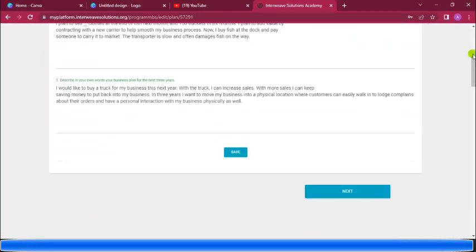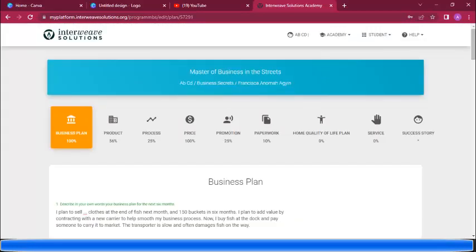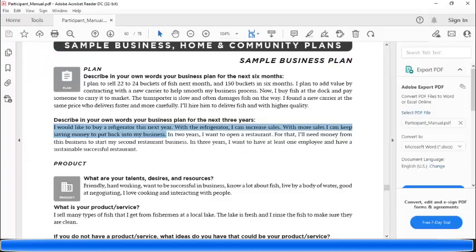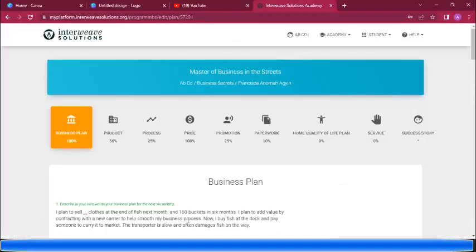You can note them on a pen and paper. How could using this business plan on page 56 of the participation manual help? How could answering this question, number one, describe in your own words your business plan for the next 6 months? You look at what the person has written and you use your business. You write for your own business. So you get the idea from what the person has written and use it to write for your own business over here.